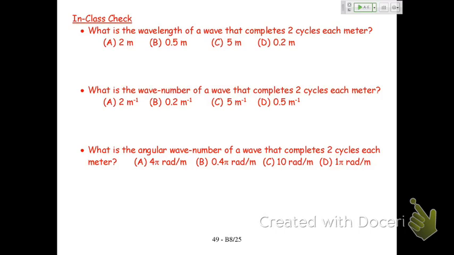But so what is the wavelength of a wave that completes 2 cycles each meter? Oh, I got to open it up, haven't I? Can't do anything yet.